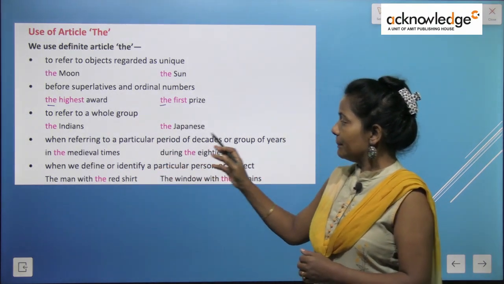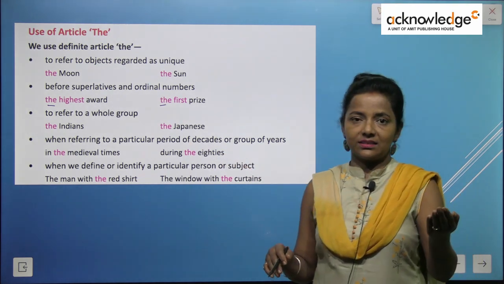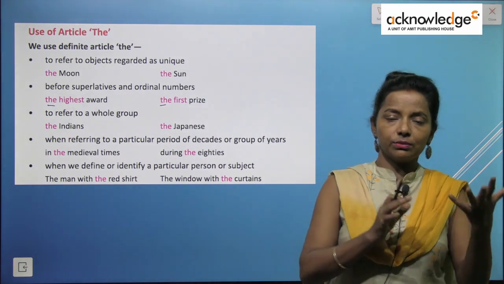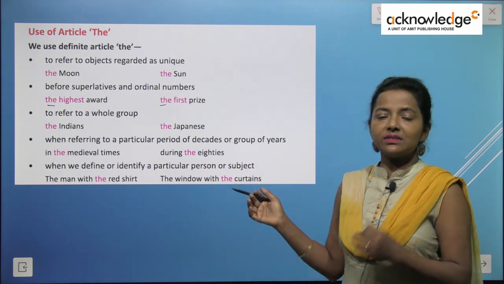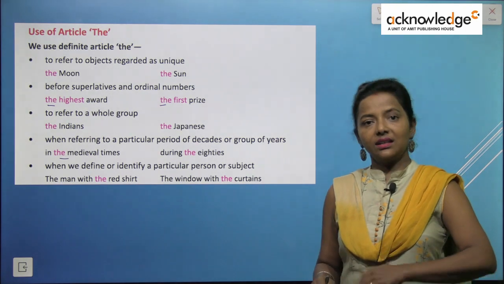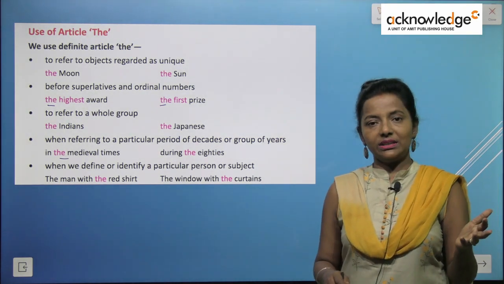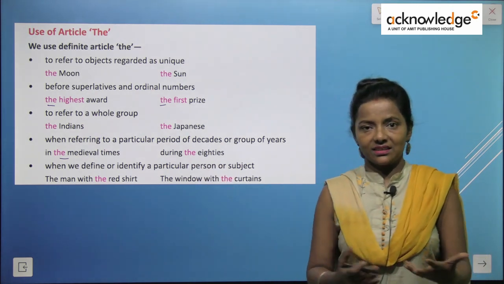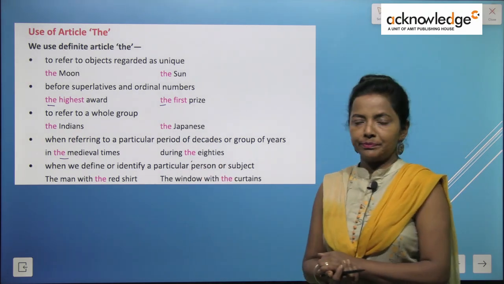When referring to a particular period of decades or a group of years, when we are talking about many years together, there we use the. In the medieval times, so many years were there in medieval time, so we are using the there. During the 80s, in the 80s there are so many days, so we are using the.